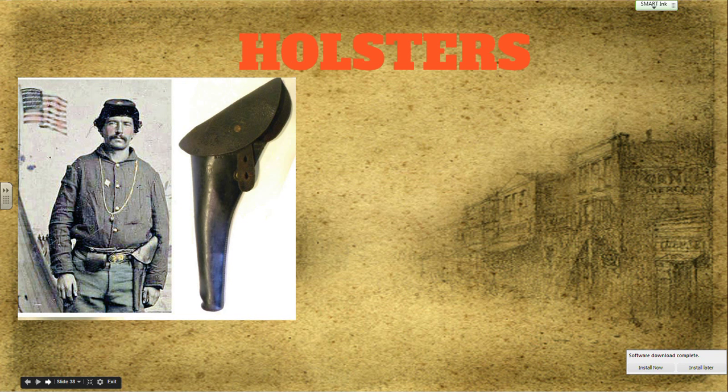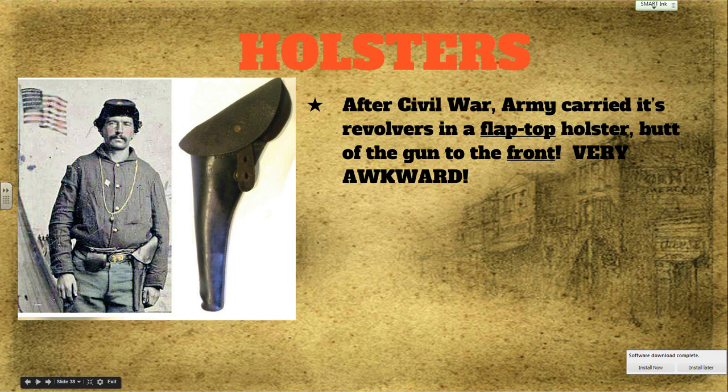Okay, here we go. All right, so let's talk about holsters. Holsters changed a lot in the 1890s, okay? Because if you look at our Civil War soldier here, their holsters look a little funky. First of all, look at how tiny they are down here on the bottom, right? Now, after the Civil War, the Army carried its revolvers in a flap-top holster. So notice they would actually have had a little flap up here that would come over the gun and snap. So imagine having to unsnap the holster and get your gun out. It would be very slow. And you want to be fast because you're a gunman, right? So they had to get rid of that.